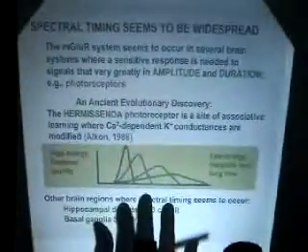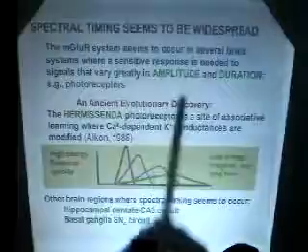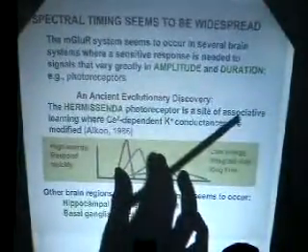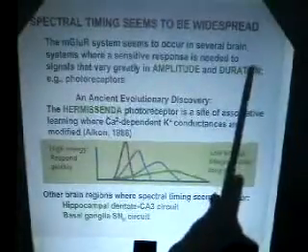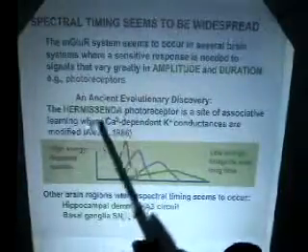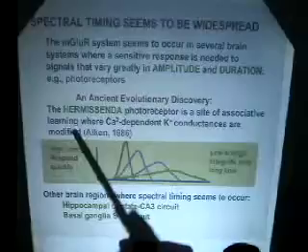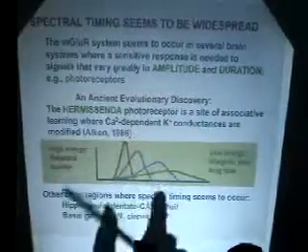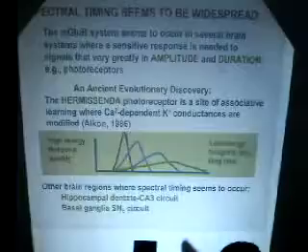Now, I want to just comment, why is spectral timing so widespread? And I believe that this metabotropic system seems to occur in several brain systems where a sensitive response is needed to signals that vary greatly in amplitude and duration, including in photoreceptors. And in fact, when John and I were talking about that first, when we were looking for a biochemical substrate, we looked at photoreceptor data to see if there was some background there. And metabotropic stuff was all over the place, and then we looked back at cerebellar data and found it there too.